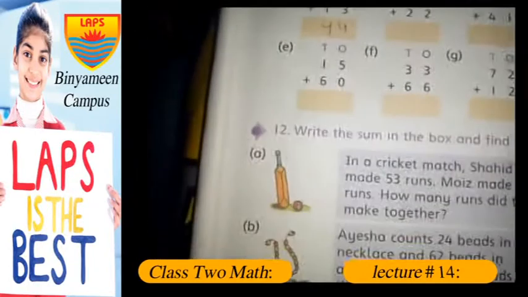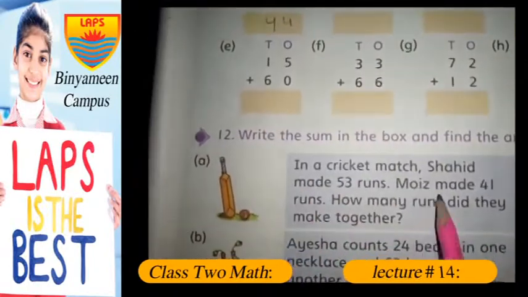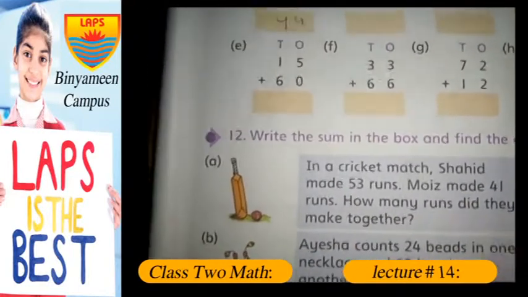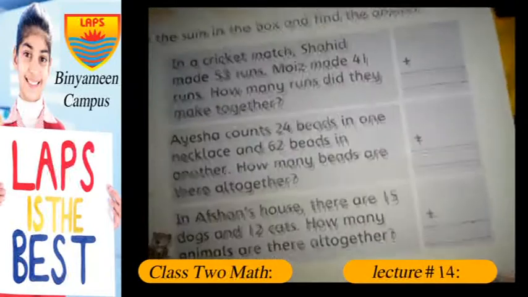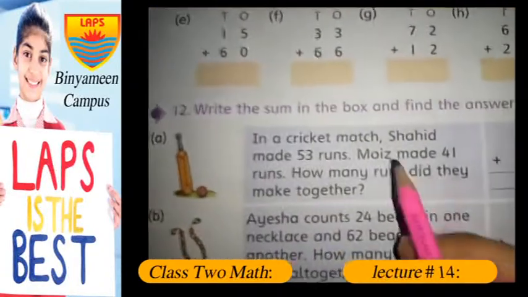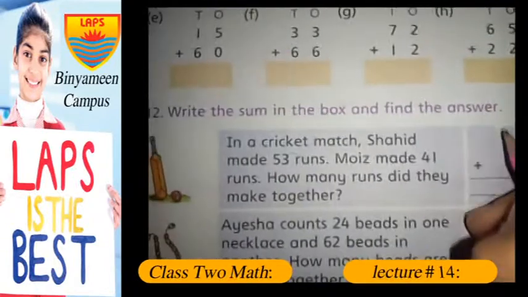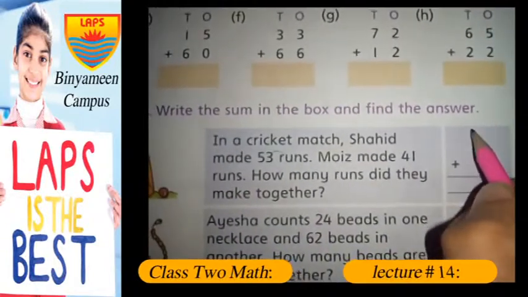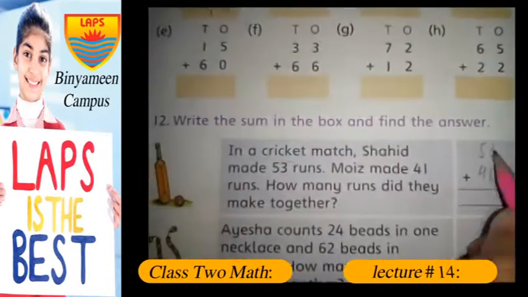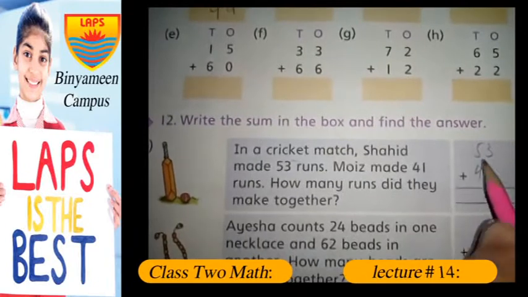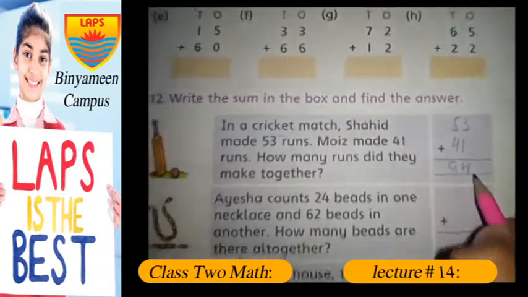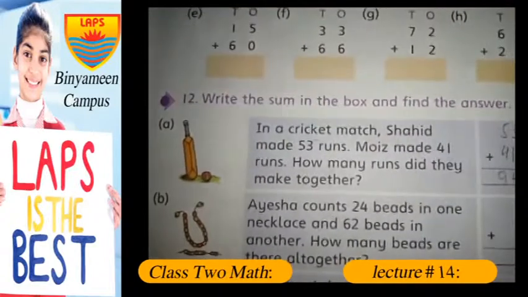And for the word problems here, it says in a cricket match Shahid made 53 runs, Moise made 41 runs. How many runs did they make altogether? The sign is already given here in every problem, so they are actually addition problems. Because Shahid made 53 runs and Moise made 41 runs, so 3 and 1 makes 4, and 5 and 4 makes 9, so the total runs made by both of them are 94 runs.